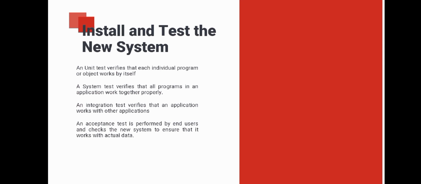A unit test verifies that each individual program or object works by itself. A system test verifies that all programs in an application work together properly. An integration test verifies that an application works with other applications. An acceptance test is performed by the end users to check the new system and ensure that it works with actual data.